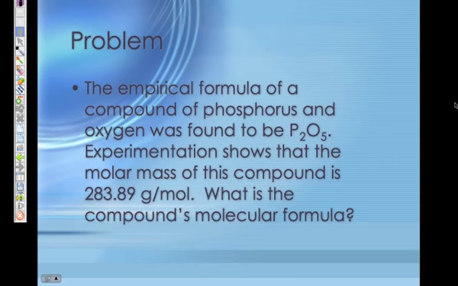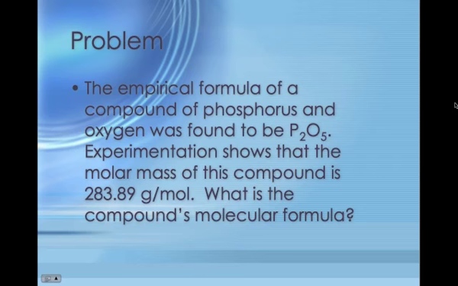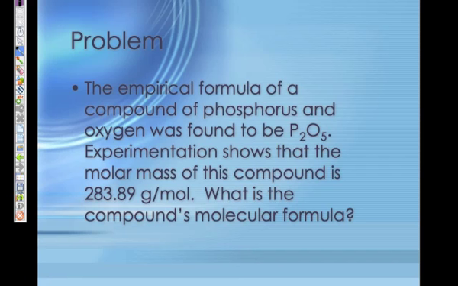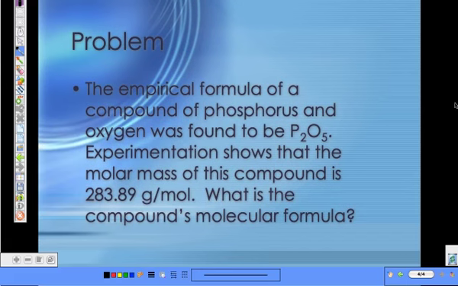So using our same empirical formula from the last problem, we found it to be P2O5, but in the lab it shows that the molar mass of this compound is actually 283.89 grams per mole. So what's the molecular formula? Let's find the empirical formula mass of P2O5. Phosphorus was 30.97, multiply that by 2, then add it to 5 oxygen, so 5 times 16. So we have 2 times 30.97 and 5 times 16. Add those together.